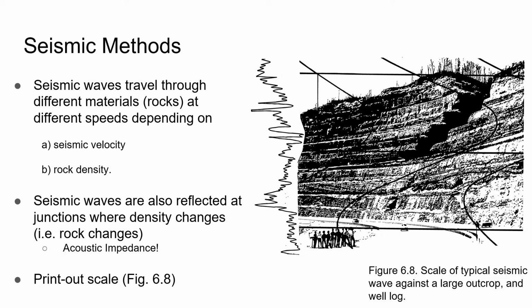So what kind of sound or vibration you're making and how fast it is, and the material you're trying to penetrate through. Anytime we have seismic waves that are reflected at junctions where there's a density change in the rock, we call that acoustic impedance. It's essentially the product of seismic velocity and rock density together. And the result you get then is this printout scale that does not show thickness of the units. It's showing the travel time of the waves, whether they slow down or speed up.